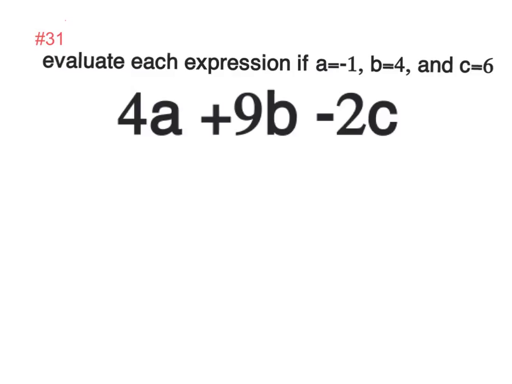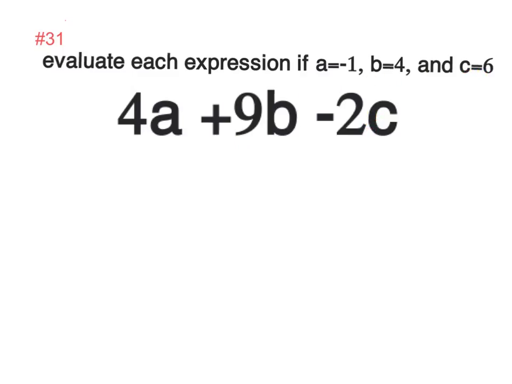So let's evaluate this expression, and I see we have three variables in this expression right here, A, B, and C, and when we look, we've got values for each variable. So I see that A equals -1, B equals 4, and C equals 6. So let's start substituting these values in for the variables.